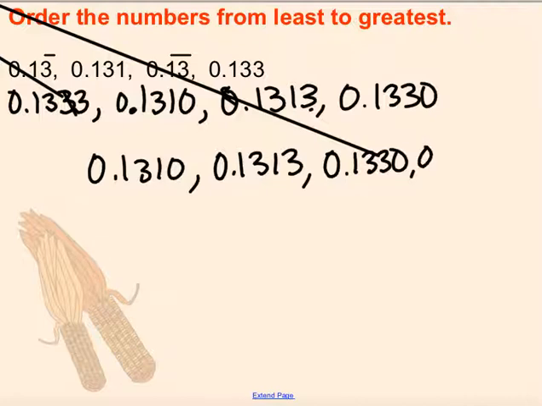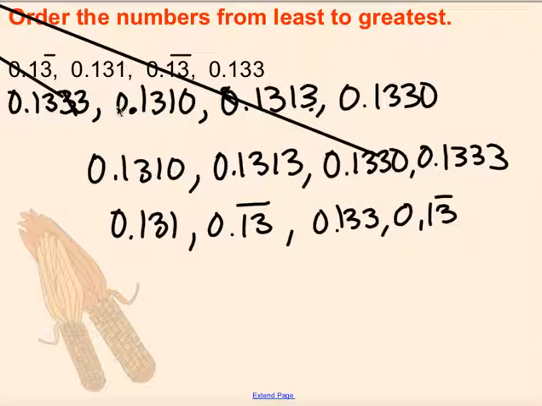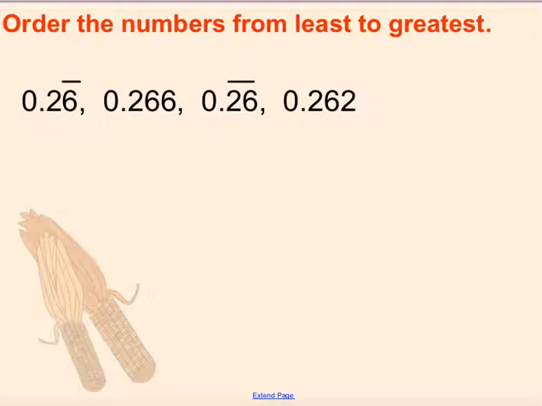And then my 0.1333. So I'm going to put these back in their original form. So 0.131, 0.13 repeating, 0.133, and we have 0.13 with the 3 repeating. Okay, so that's how I would go about with these examples of putting them in order from least to greatest.